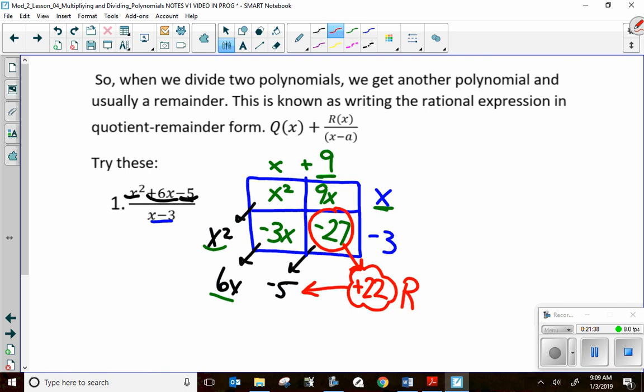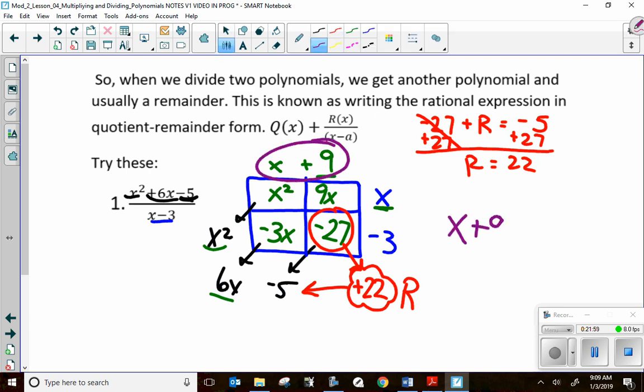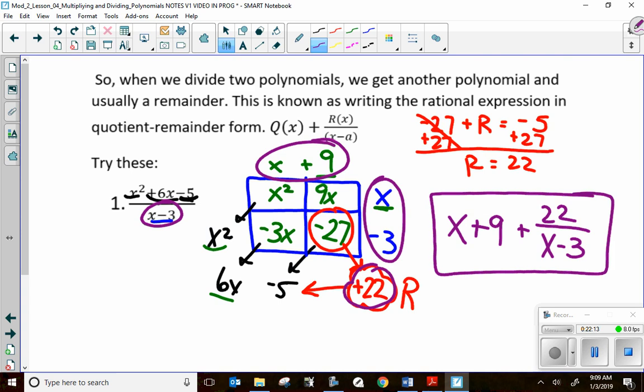that's my remainder. Okay? You don't believe me? If I have negative 27, I'm going to combine something to it to make it negative 5. Well, I would have to add 27 to both sides. R would equal a positive 22. Okay, so how do I write my solution? It's X plus 9, and that's a positive 22, so plus 22 over whatever is on the right-hand side here, X minus 3. And that, my friends, is absolutely perfect.